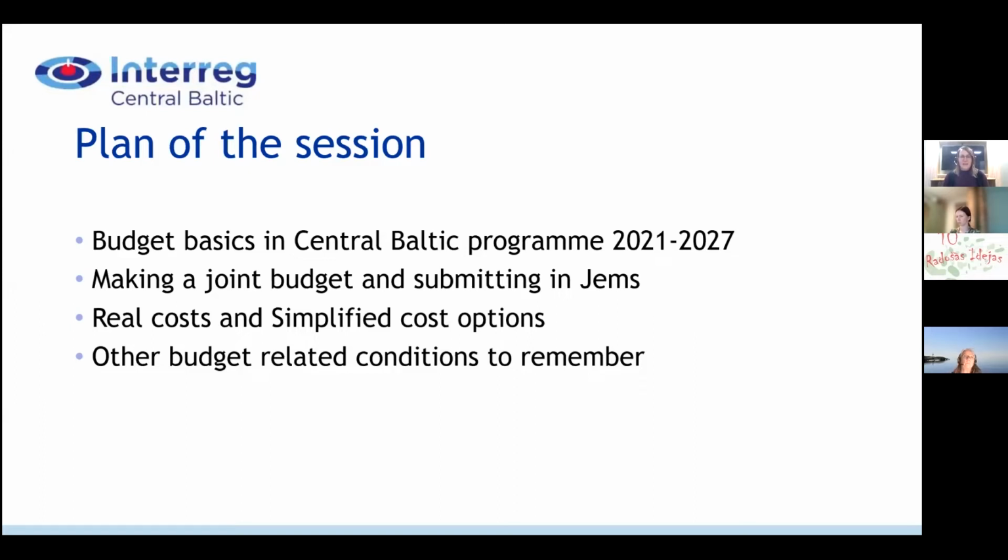Then we'll look at making a joint budget that it should be planned jointly and submitting in GEMS, at which step and how it could be submitted in GEMS, the new system, the new EMS, sort of the big brother of EMS, the new one. Then we'll talk a bit more detail about the real costs and the simplified cost options, as I already said, and some other budget-related conditions to remember one by one. That will be quite technical, but still very, very important to remember and consider when planning your projects.